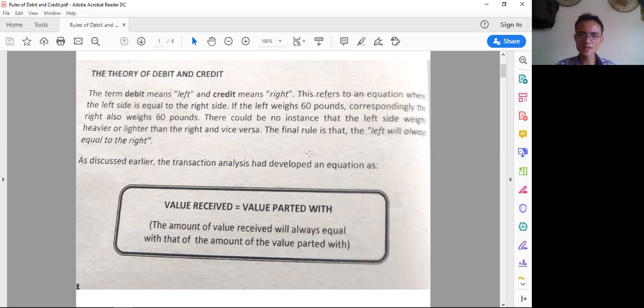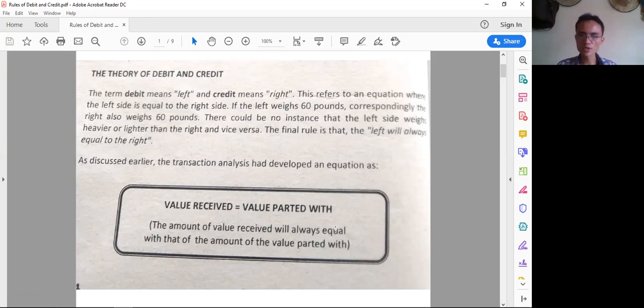Credit means right because, guess what? It also comes from a Latin word, credere, which means right, depending on how you pronounce it. What is clear is that at all times, in all situations, left equals right, debit equals credit, and value received, which is the debit, equals value parted with. That is always true in all situations. It can never happen that the two sides are not equal.